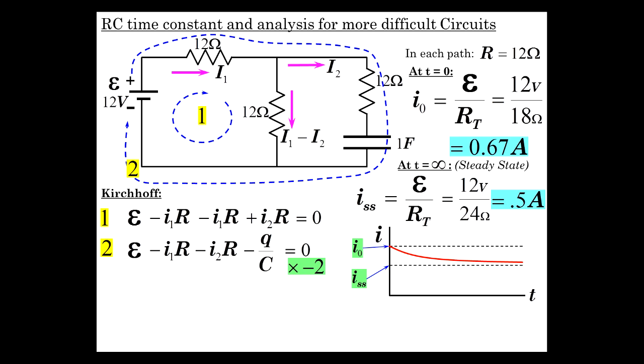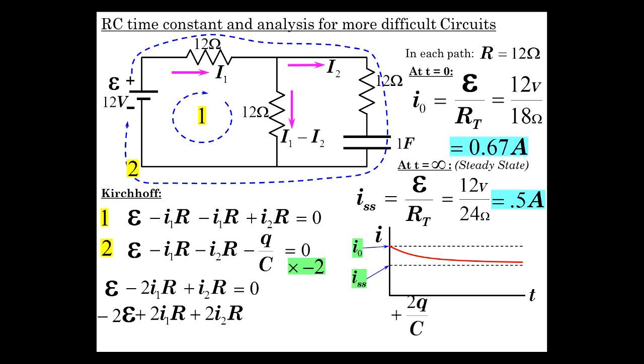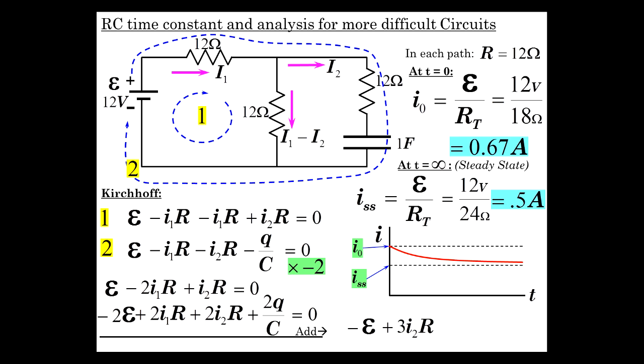So to get rid of I1, we'll multiply equation 2 by negative 2, and so here's equation 1 again, simplified, and equation 2: minus 2 EMF plus 2 I1R plus 2 I2R plus 2Q over C equals 0. These we're going to add, and when we add these together, we get minus EMF. The I1s go away, which is what we wanted. We have 3 I2R plus 2Q over C equals 0.